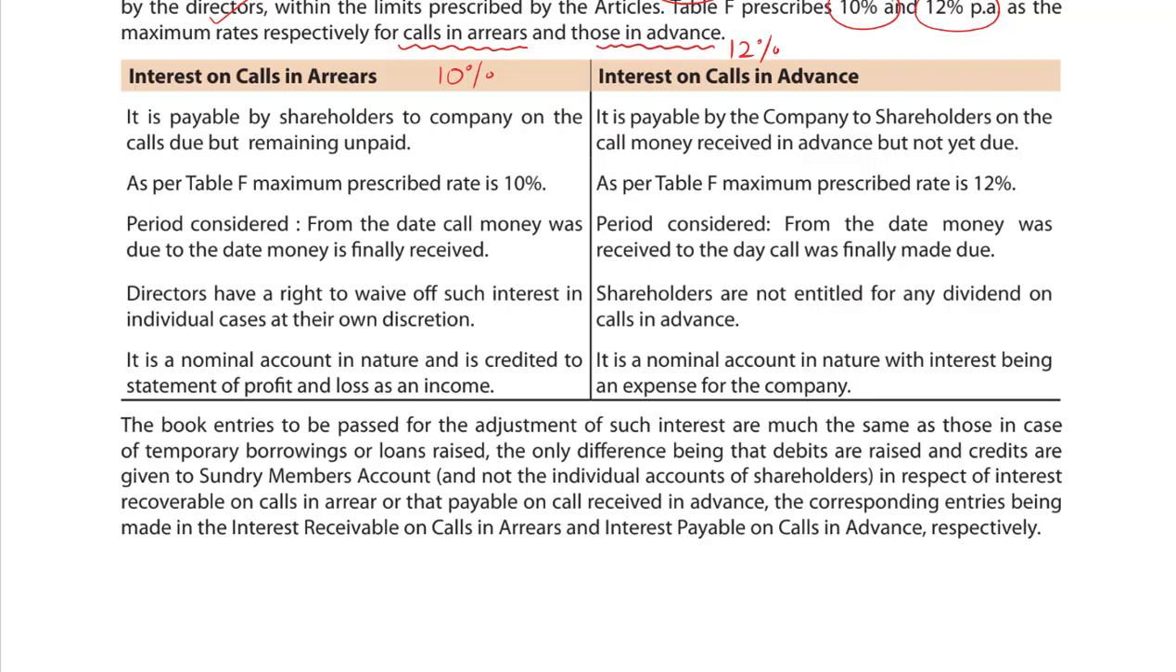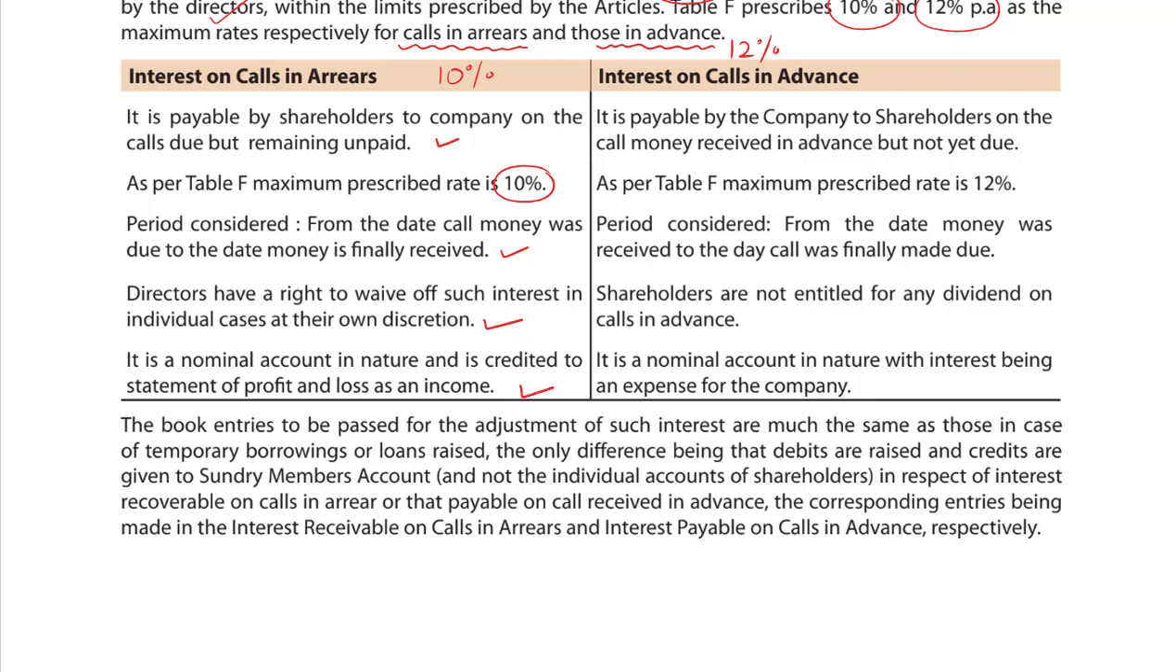Interest on calls in arrears. It is payable by the shareholders to the company on the calls due but remaining unpaid. As per Table F, the maximum prescribed rate is 10%. Period considered from the date call money was due to the date money is finally received. Directors have a right to waive off such interest in individual cases at their own discretion. It is a nominal account in nature and credited to statement of profit and loss account as an income.